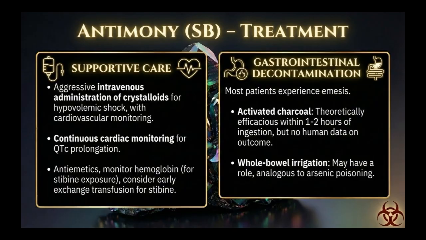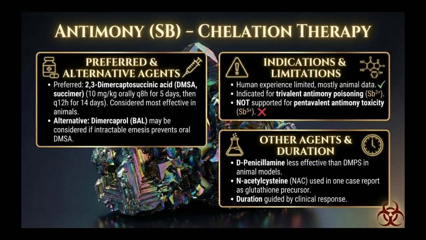In terms of gastrointestinal decontamination, most patients who ingest antimony will experience vomiting. Activated charcoal might theoretically be effective in reducing absorption if administered within the first 1 to 2 hours after ingestion. However, its ability to decrease absorption in cases of acute poisoning has not been directly studied in humans, and there is no data indicating that it improves patient outcomes. Whole bowel irrigation may also have a role in treatment, similar to its use in arsenic poisoning.